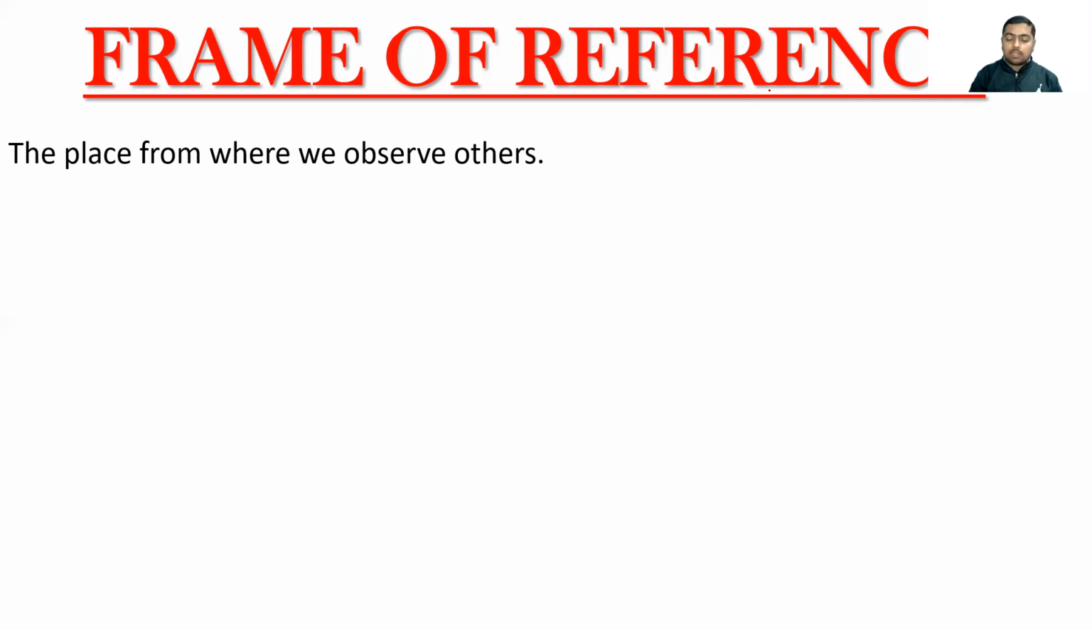The difference is this: when we are on a platform, we take ourselves as at rest. Our frame of reference is the platform, and for this frame of reference, the train is in motion. The train is another frame of reference. But when we are in a train, we take the train as our frame of reference, and for this frame of reference, we think the train is at rest and the surroundings are in motion. So what is the frame of reference? It is just a place from where we observe others.